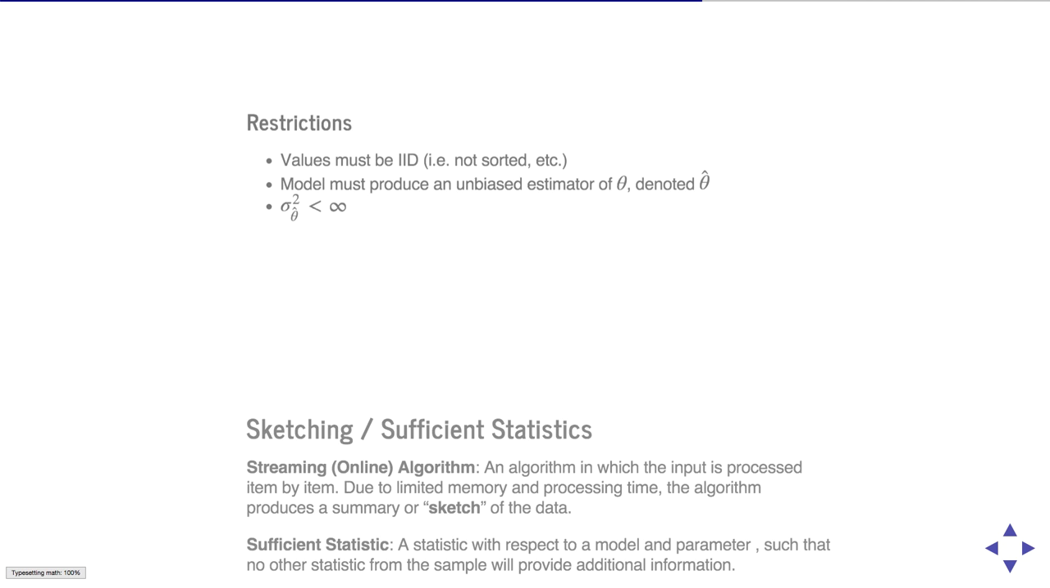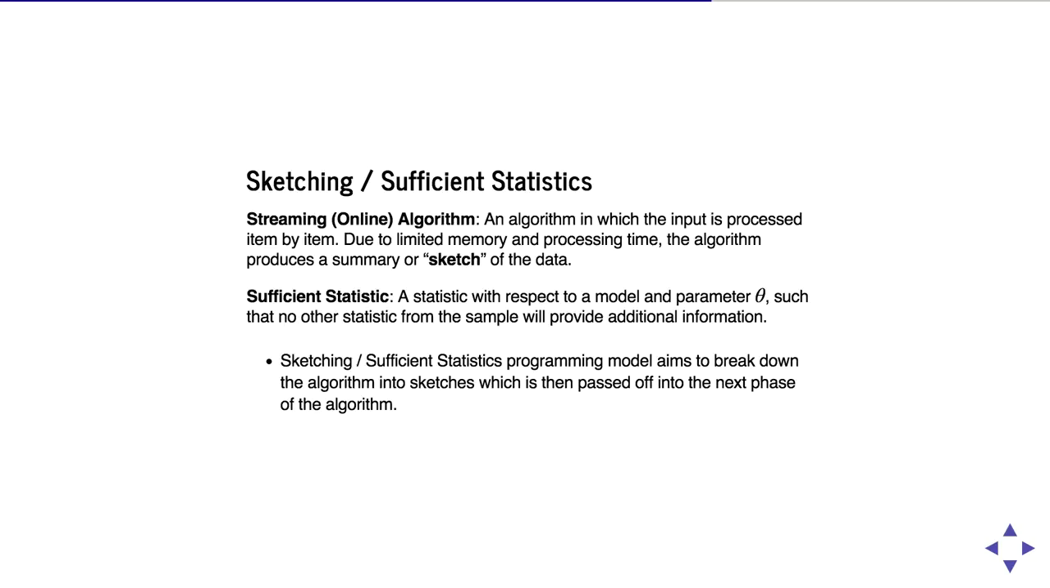So, going to sketching, sometimes called an online algorithm, which is processed item by item. This is helpful for limited memory and processing time. Basically, the algorithm produces a summary or a sketch, which is the equivalent of a sufficient statistic, if you go from a stats perspective. A sufficient statistic is with respect to the model and parameter theta, such that no other statistic from the sample would provide additional information. So it basically is a summary of that model.